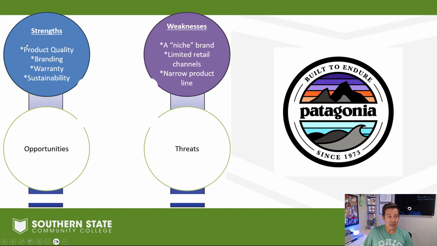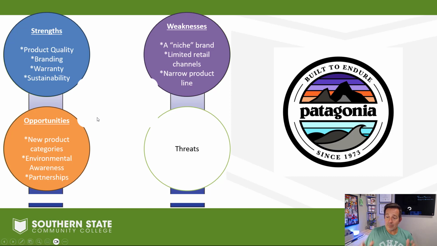What do they do well as a company? What are some of their weaknesses? Let's talk about externally. We have opportunities. Maybe expand into new product categories. Maybe a Patagonia branded line of camping equipment. Maybe a Patagonia line of branded outdoor cookware. Okay, so you get the idea.